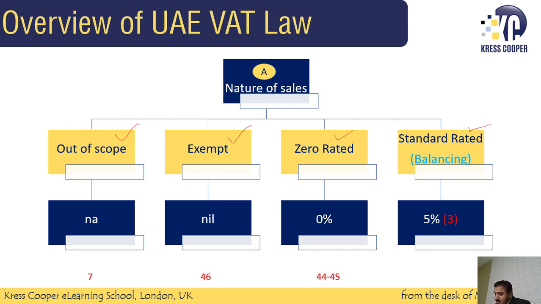Anything which is not out of scope, not exempt, and not zero rated will be considered standard rated sales. Article 7 of the law deals with the out of scope sales. Article 46 deals with the exempt sales. Articles 44 and 45 deal with the zero rated sales. All other sales will be considered standard rated, and Article 3 of the law says all other standard rated sales will be subject to tax at 5%. So this is the total nature of the sales. Sales cannot be beyond these 4 sections. These two sales are called taxable supply.